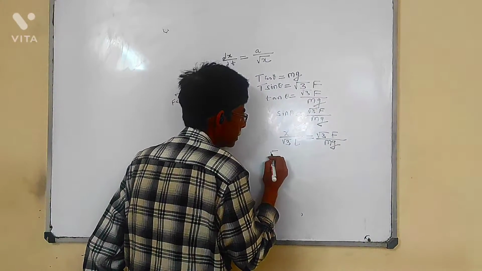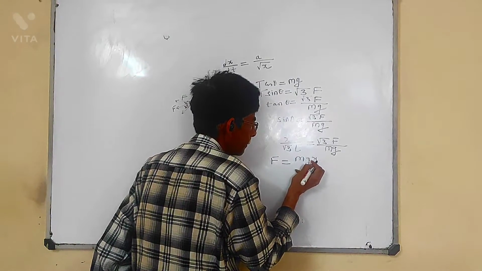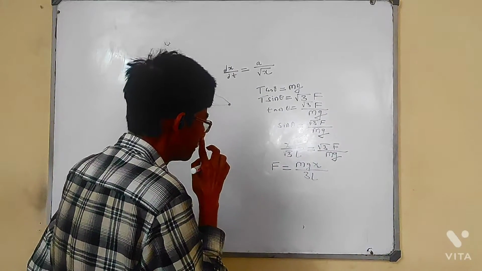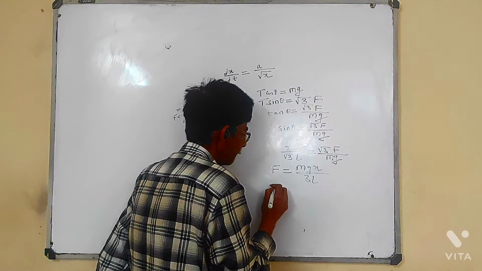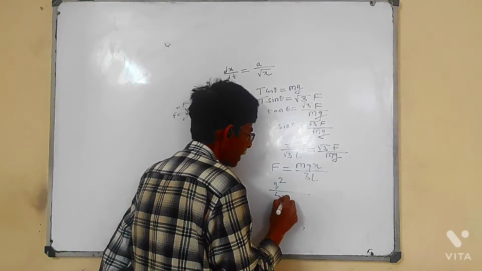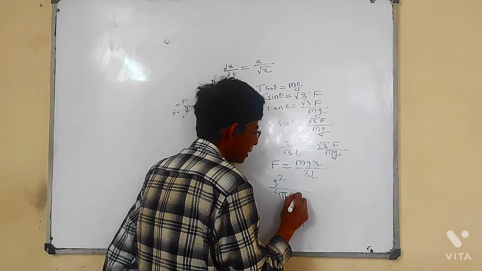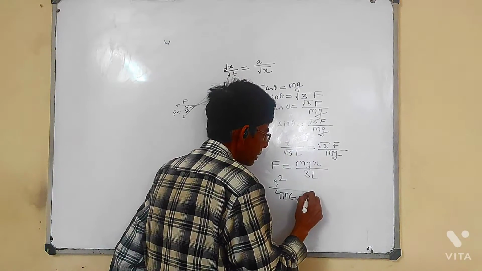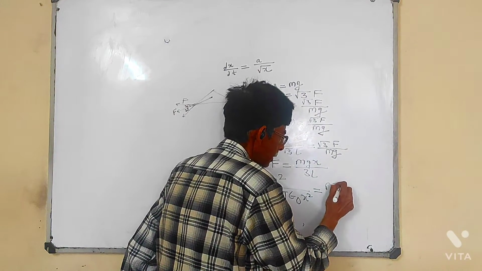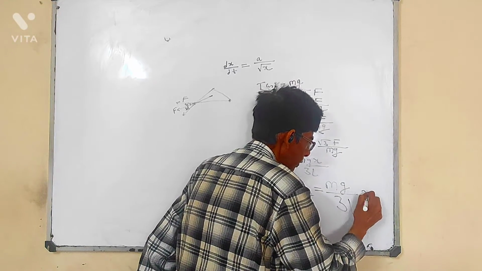F is equal to mgx by 3L. Now, F equal to q square by 4 pi epsilon naught x square equal to mg by 3L into x.